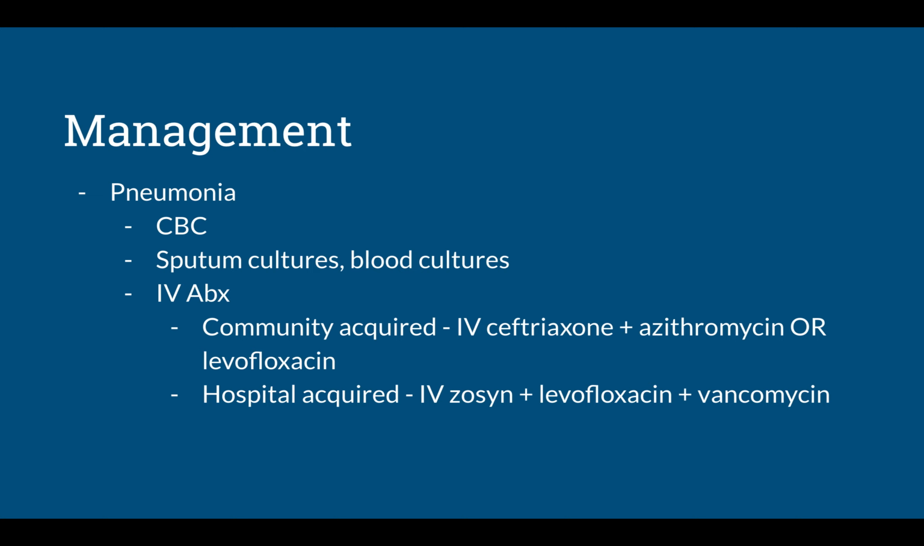Switching gears again, if you have a patient, you go see them, you get a chest x-ray, probably a CBC already, and you find that they have pneumonia, you will want to make sure you have sputum cultures ordered, blood cultures ordered, and then start them on IV antibiotics. So these are the empiric treatments before you have those cultures back. For community-acquired pneumonia, it's IV ceftriaxone and azithromycin, or levofloxacin, and for hospital-acquired, it's Zosyn, Levo, and Vanc.